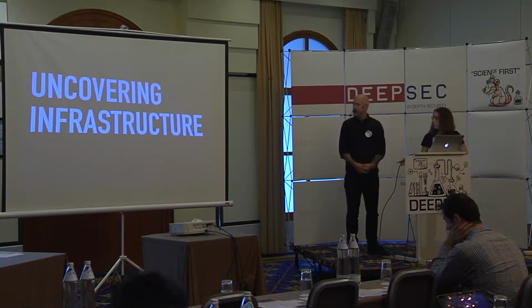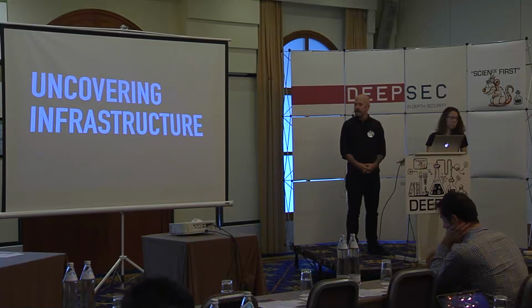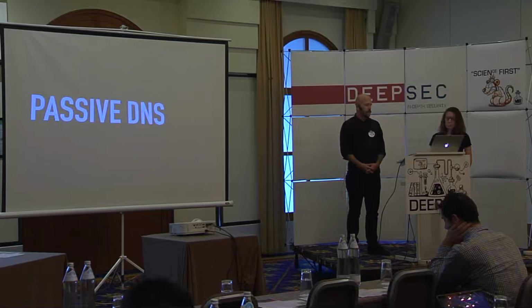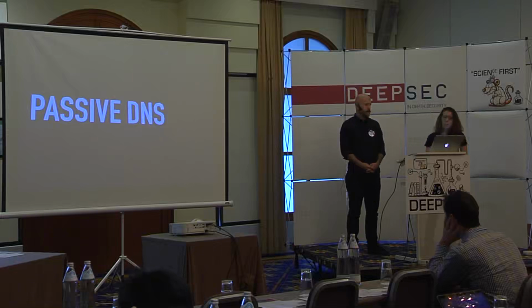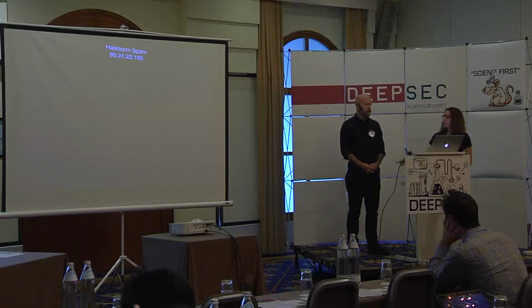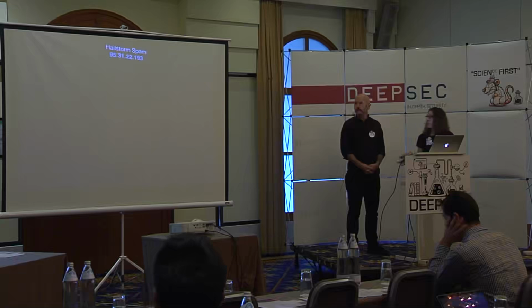For uncovering the infrastructure, we have different techniques that we use. One of them is passive DNS. Basically, this is historical information on domains and IP addresses, and we're able to see the relationships between them. We're going to show an example of digging through passive DNS here, starting with an example of hailstorm spam.